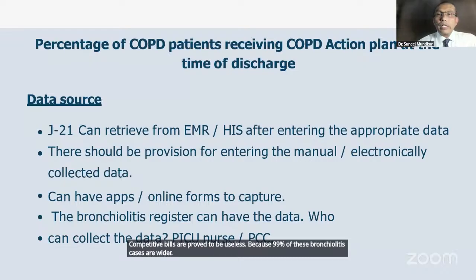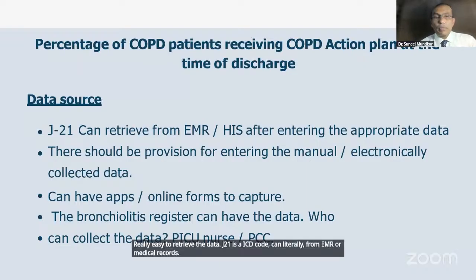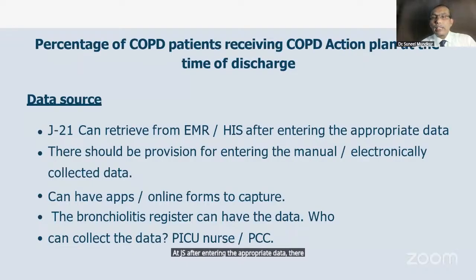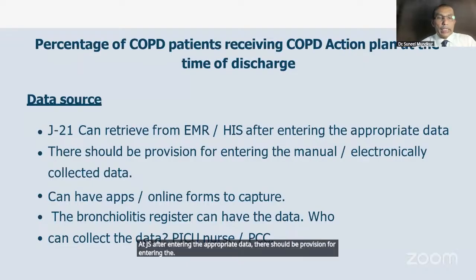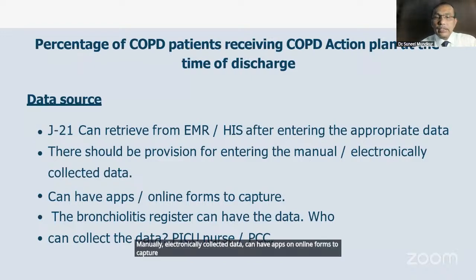So it is easy to retrieve the data. J21 is the ICD code; you can retrieve it from the EMR or medical records, or the HIS after entering the appropriate data. There should be provision for entering manually and electronically collected data. You can have apps or online forms to capture it. We can have a bronchiolitis register to capture all the patients of bronchiolitis.